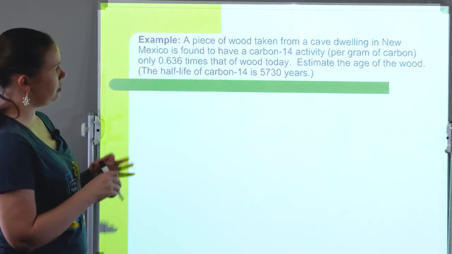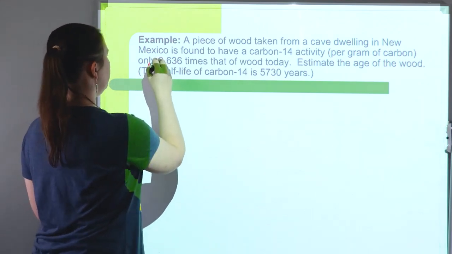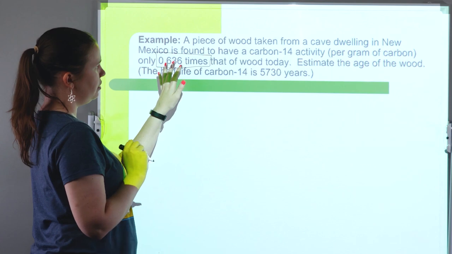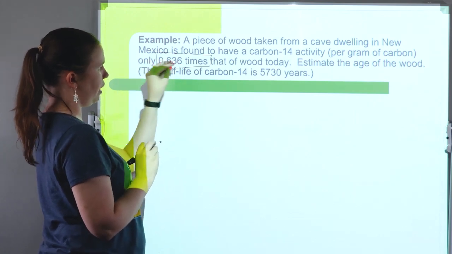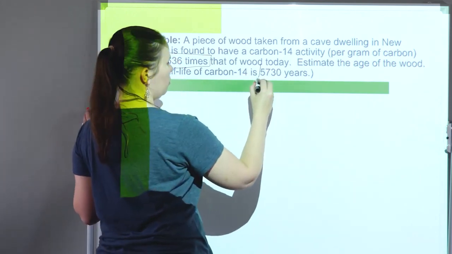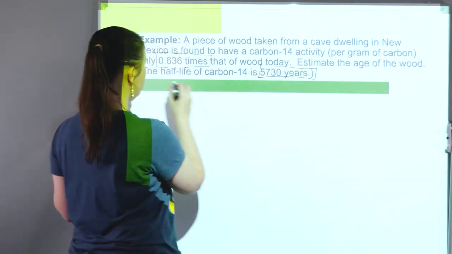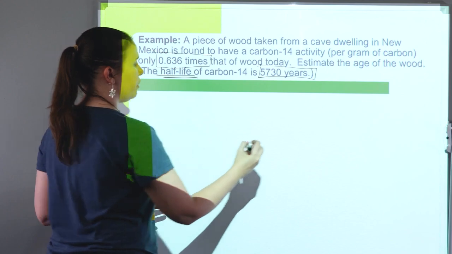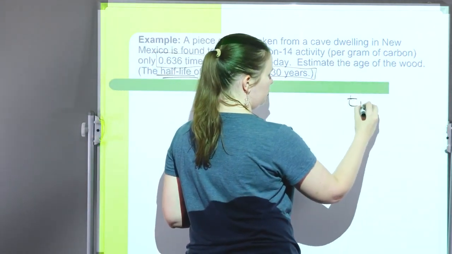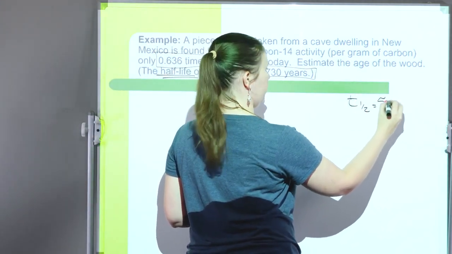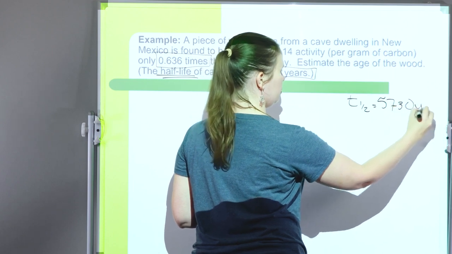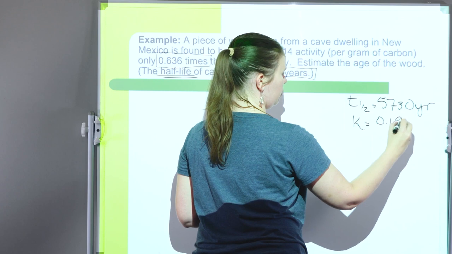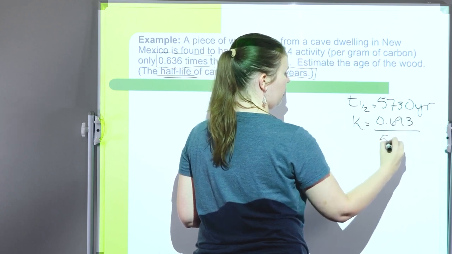So I see this very wordy problem that has two important numbers in it. My 0.636 is telling me how much more reactive something is. And then my 5,730 years, it says, is the half-life. Well, let's start with what we know. If I'm given the half-life, T1/2 of 5,730 years, then I can find K, which is going to be 0.693 divided by that half-life.